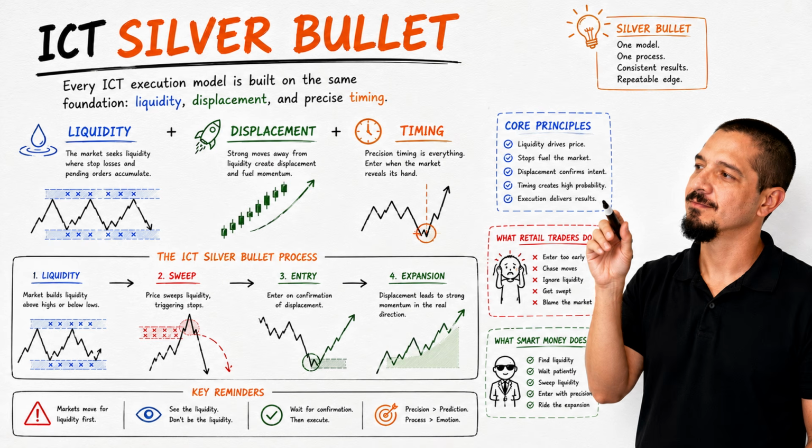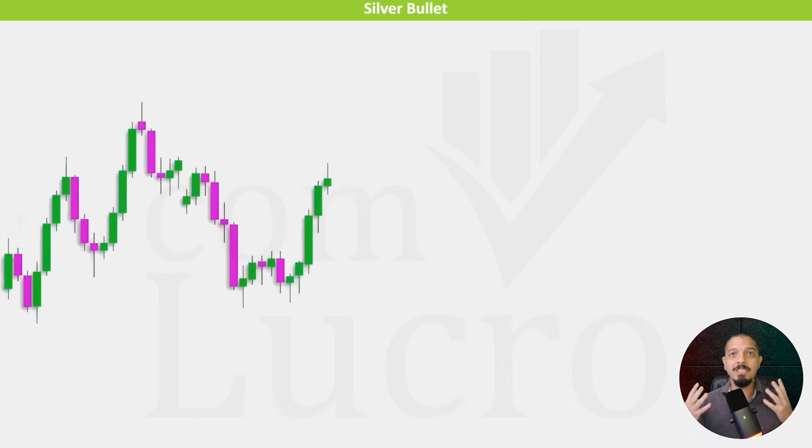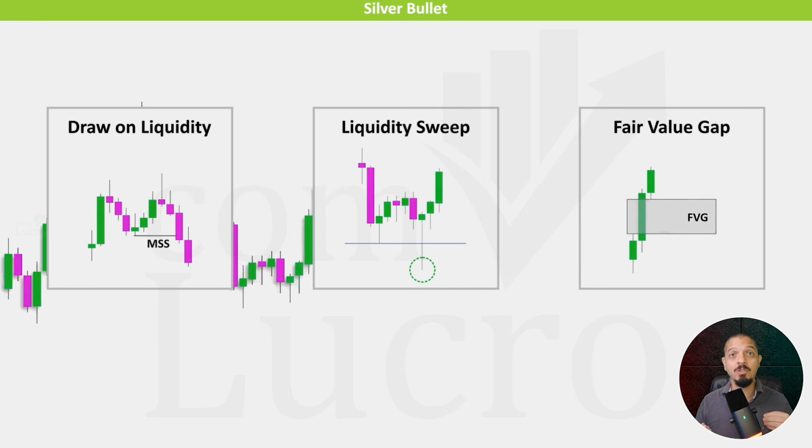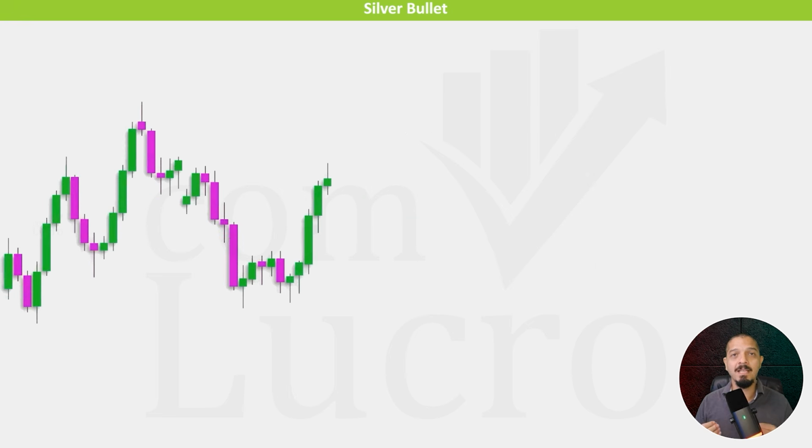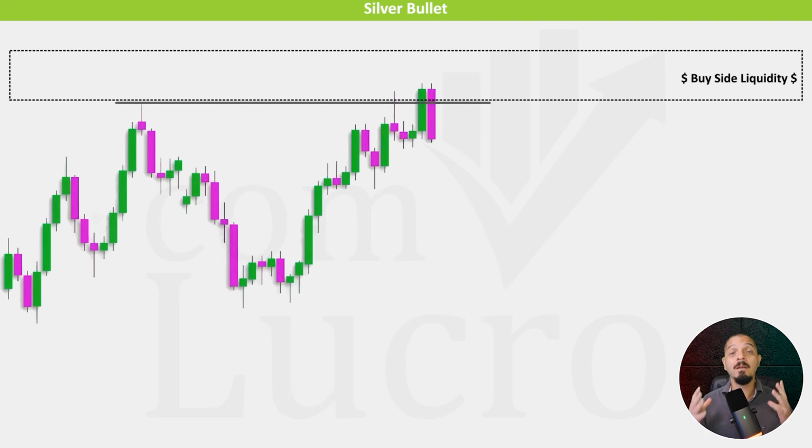So, what is the ICT Silver Bullet strategy, and why do so many traders consider it a precise intraday framework? The Silver Bullet is an ICT trading strategy that combines three main concepts: market structure shift, liquidity sweep, and fair value gap. When these elements align within specific trading sessions, they create a structured opportunity based on liquidity and confirmation rather than random entries.